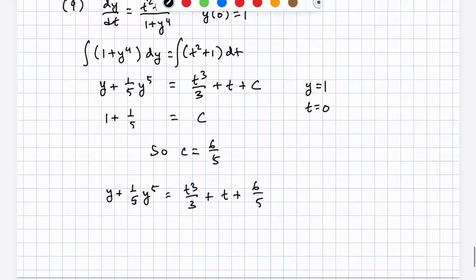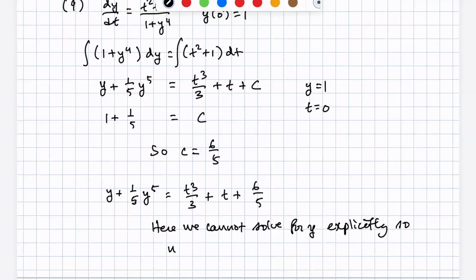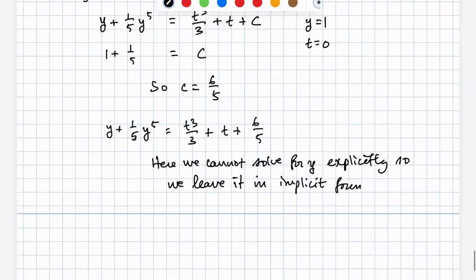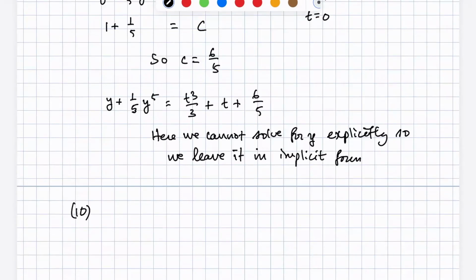But notice here that y shows up twice, and this is an equation for which you cannot solve for y explicitly. So we leave it in what we call implicit form, which is exactly this formula. That is where you end. Let me give another example in which this would happen.